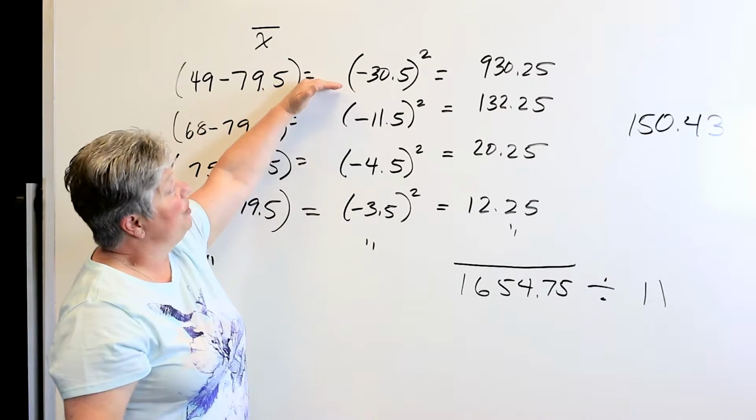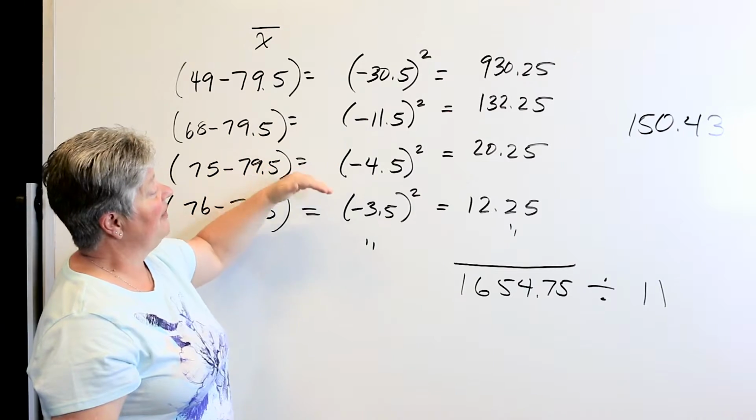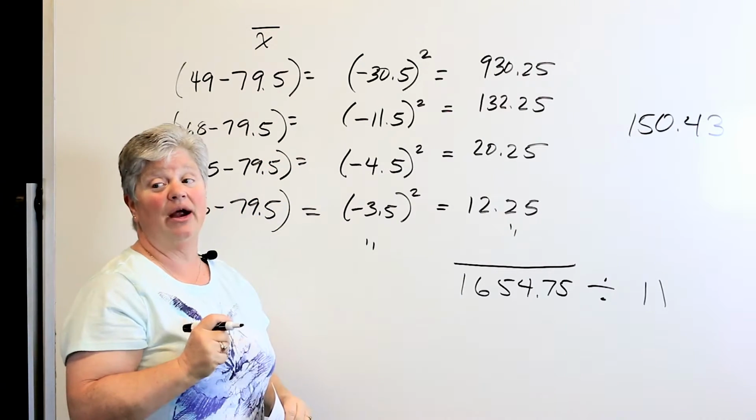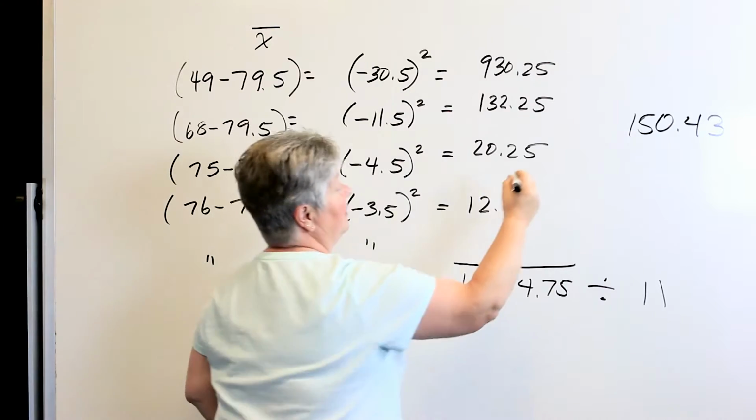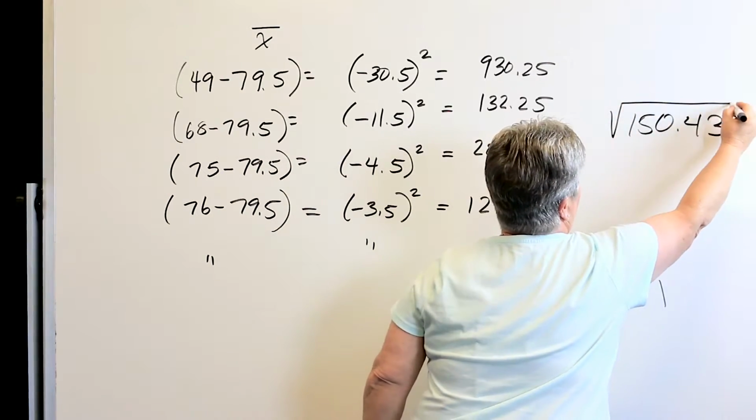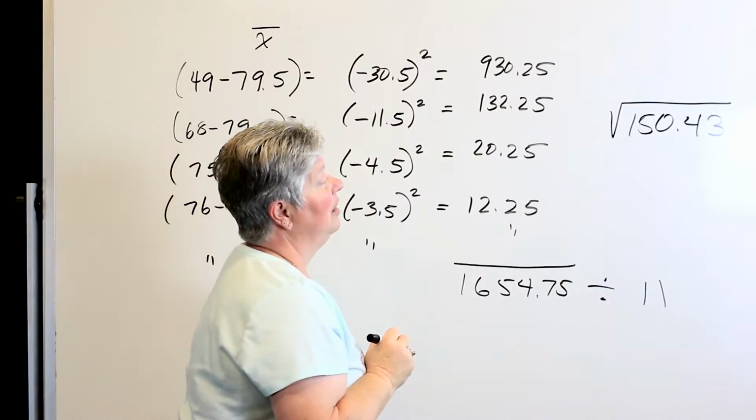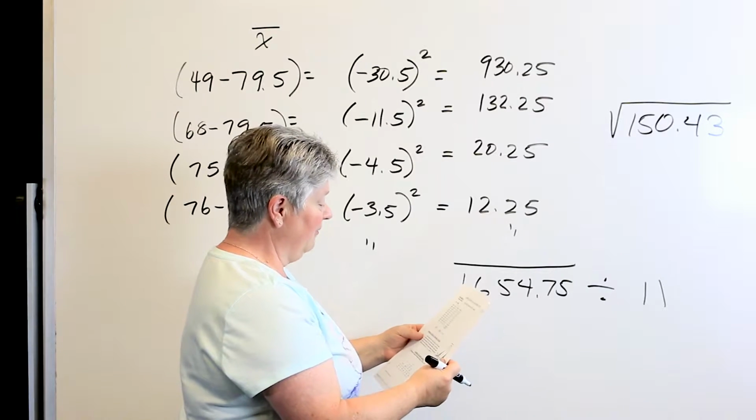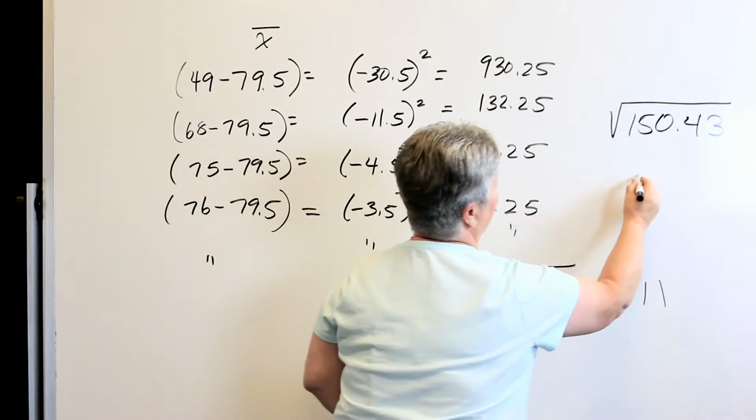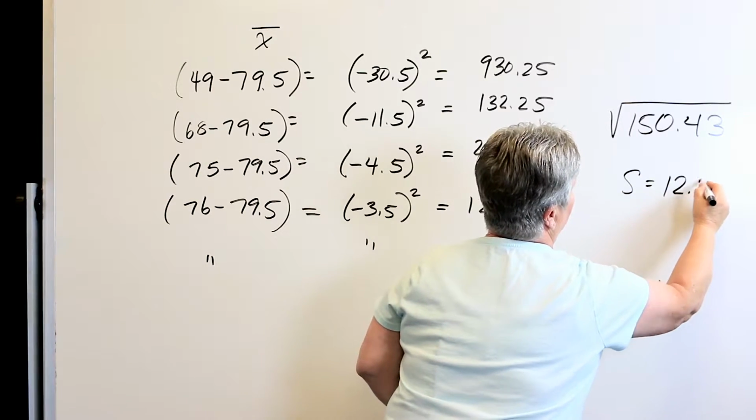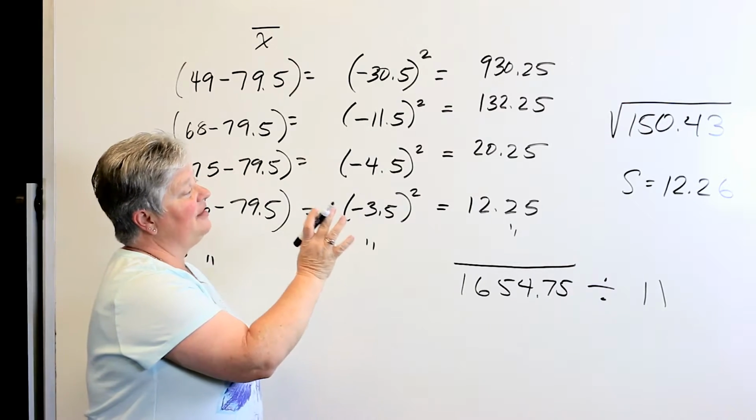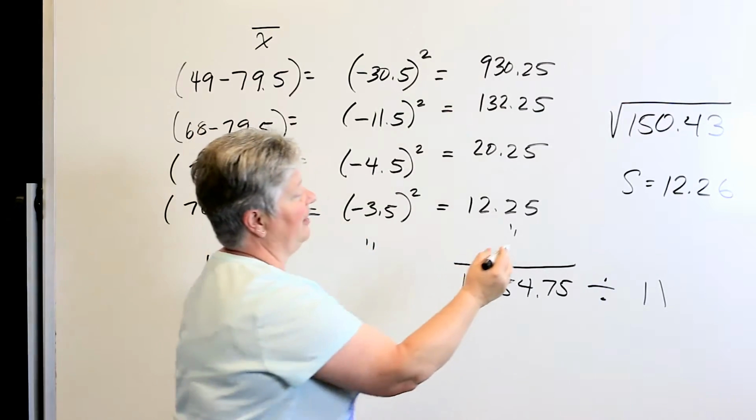Notice in this step we squared each of these values. So in order to actually undo the square, we're going to square root this. So that's the next step. We square root 150.43. The square root of 150.43 happens to be 12.26. Okay? So that's how we determine our standard deviation.